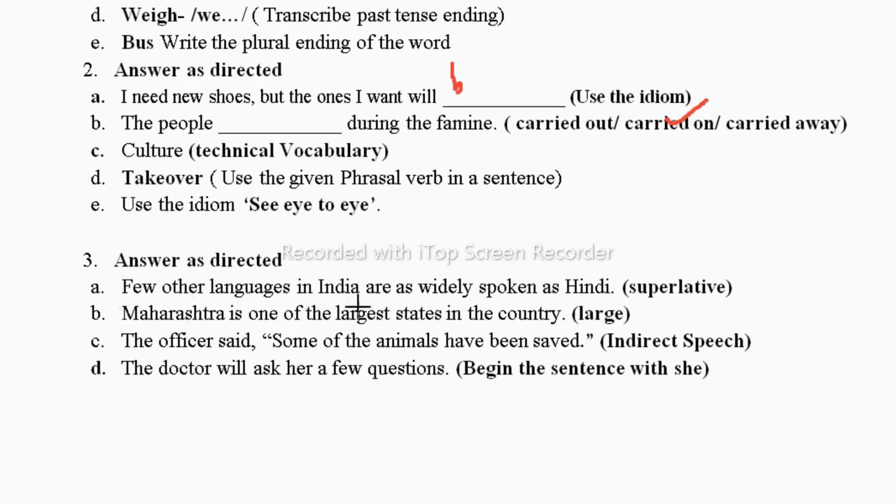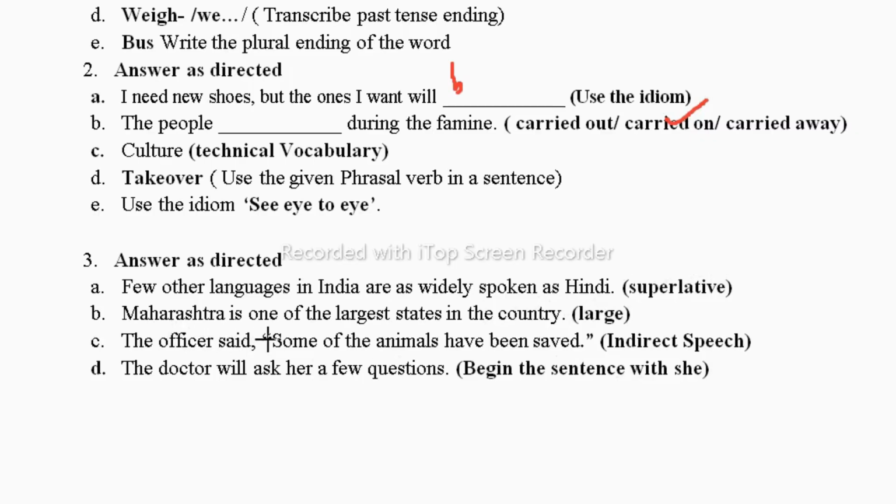Few other languages in India are as widely spoken as Hindi. So this video on degrees of comparison I will upload soon. There I will explain in detail how you need to change superlative degree to comparative degree and positive degree in an easy way. Shortly I will upload that video. So here you need to make the superlative. We have already done in the first semester how to do it. So Hindi is the most widely spoken language in India. Simply you need to write like this.